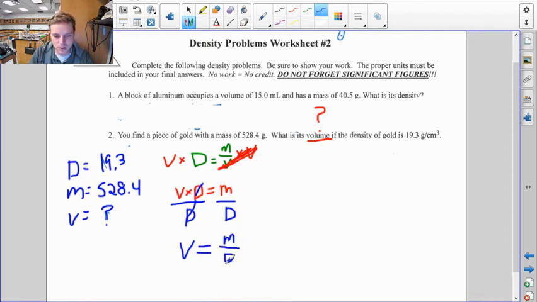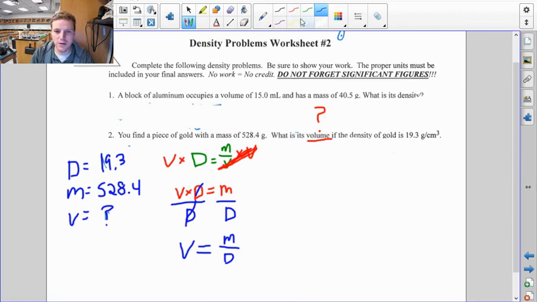Now some of my students will try and memorize that, like, oh yeah, just remember that volume equals mass over density. I really don't recommend that because memorization isn't a very high level of thinking. But this right here, even if you have a hard time remembering something, if you know how to rearrange the equation, you'll always be able to find what you need to do. So I don't recommend memorization here. I really recommend understanding how to rearrange the equation and doing that every time. So volume equals mass over density.